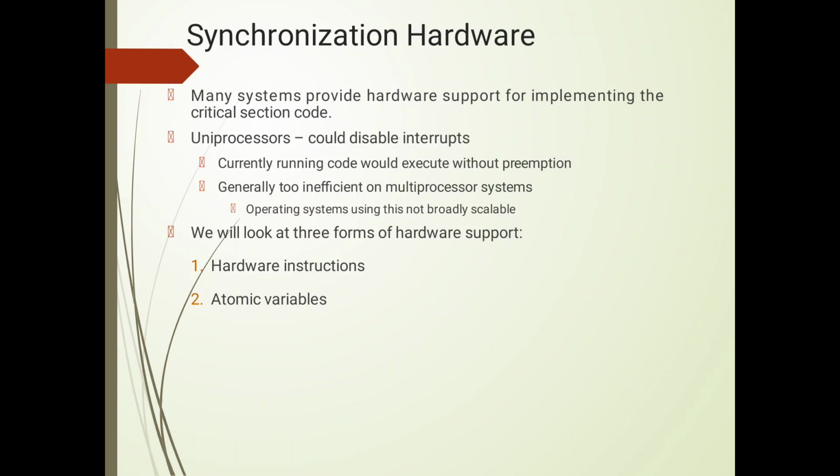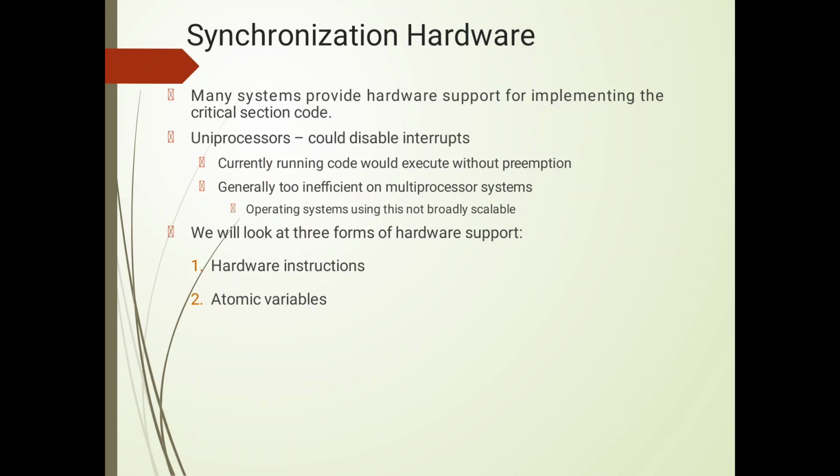So, synchronization hardware. Many systems provide hardware support for implementing critical section code. Uniprocessors could disable interrupts, so the currently running code would execute without preemption. This is generally too inefficient on multiprocessor systems. Operating systems using this are not broadly scalable.